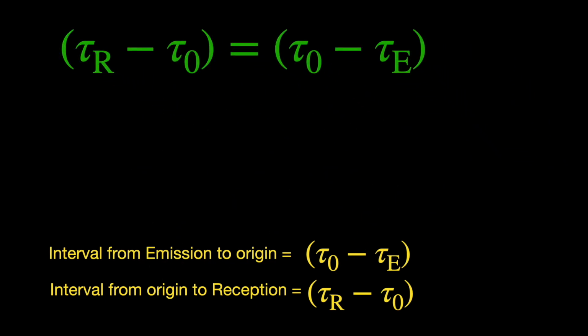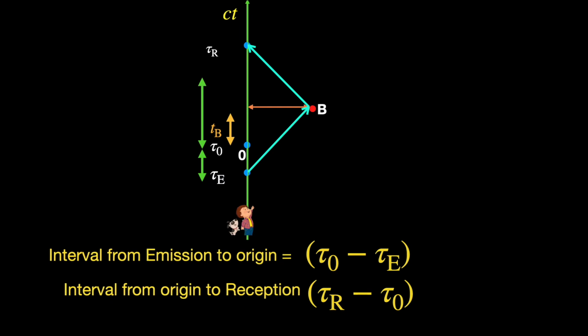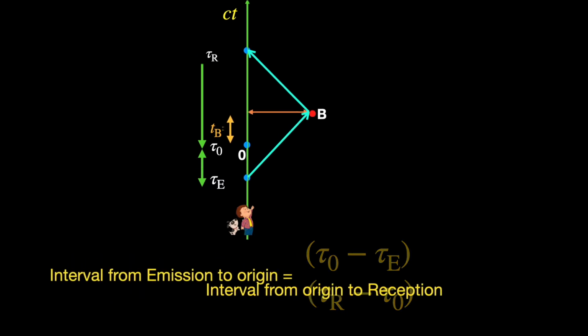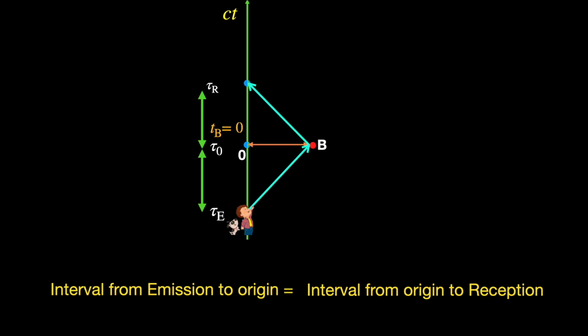Let us state this mathematical condition as a physical one. If the time intervals between emission to origin and origin to reception are of the same size, then event B reflecting the light beam is simultaneous with O, the origin.